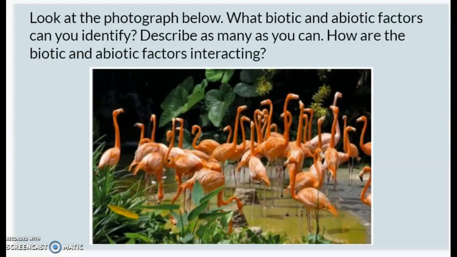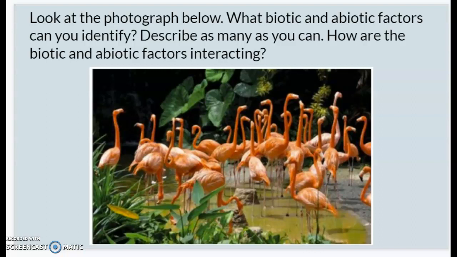Look at the photograph below. What biotic and abiotic factors can you identify? Describe as many as you can. How are the biotic and abiotic factors interacting? So I want you to think about that for a minute. Think about what things in this picture are biotic factors and which are abiotic factors. And you can pause the video if you need to. And then I want you to think about how biotic and abiotic factors are interacting.